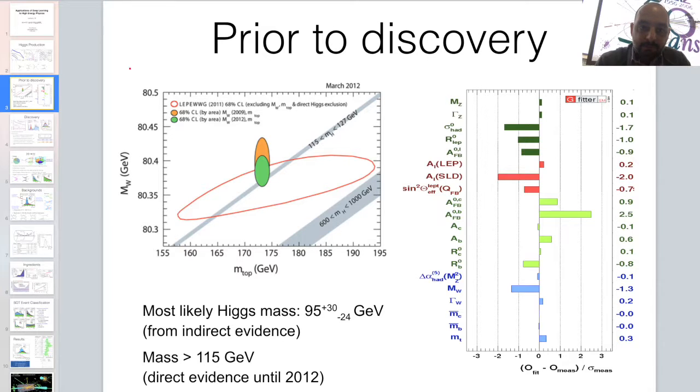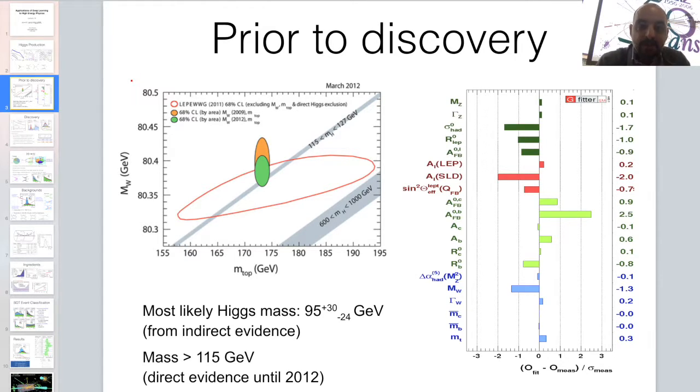So here you can see that you make precision measurements of the W and top mass, and these ellipses correspond to different points, 2009 and 2012, where they believe the Higgs mass should sit if the Standard Model picture of everything is consistent. And here's a range that corresponds to a Higgs mass of between 115 and 127 GeV. So you can see that 125 GeV, which is somewhere in this range, just barely clips this bottom. This is where the Higgs ended up being.